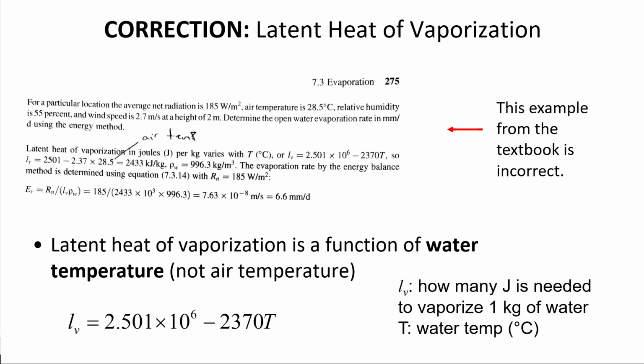So just to clarify, when you have this L sub V, what that's predicting is how many joules are required to vaporize a kilogram of water. And here's the formula for it. And it is slightly dependent on the temperature of the water, not the air. I've updated my slides so that in future semesters it will be clear that it should be water temperature. And from that example, they told you that the air temperature was 28.5, and from that I interpreted that you should use the air temperature. The textbook is incorrect. We ought to use water temperature. So hopefully that clears that up.